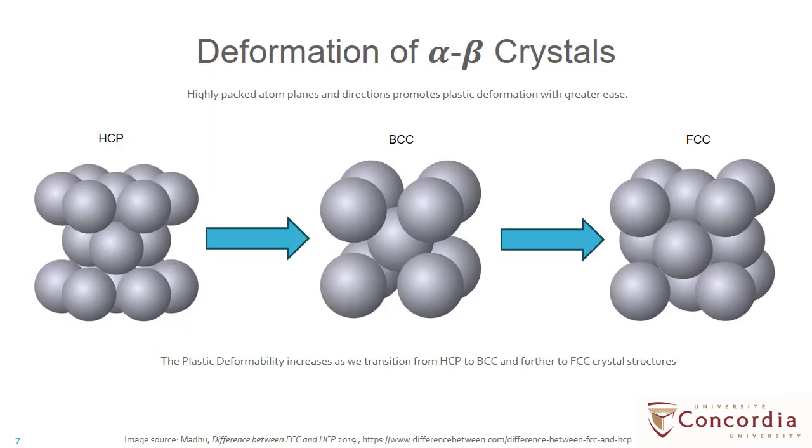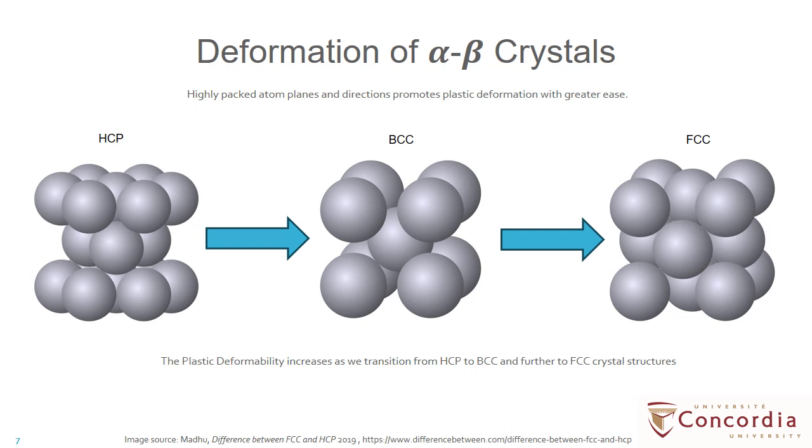HCP structures offer 3 slip systems, while BCC structures provide 12, making BCC more favorable for dislocation movements. Highly packed atom planes and directions promote plastic deformation with greater ease. Slip planes with tightly packed atoms facilitate smoother dislocation gliding. Therefore, slip planes in HCP lattices being more closely packed seem preferable over BCC's 83% packing density.